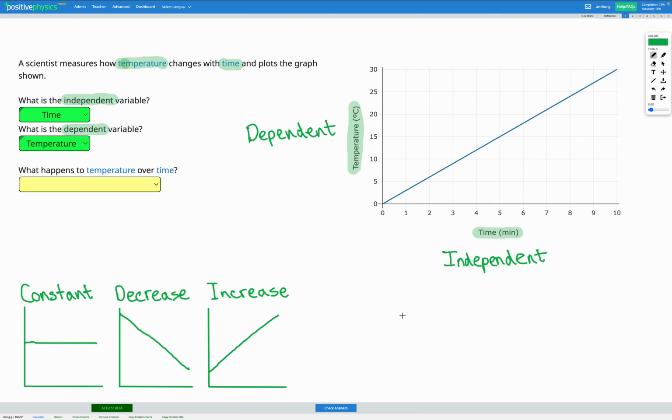However, we also need to look at the shape to see how the slope is changing, and that's going to tell us how the rate is changing. So if we have a straight line, like in this example, that means we have a constant slope. A constant slope means that the rate of change is the same the whole time. So that's going to be a constant rate.